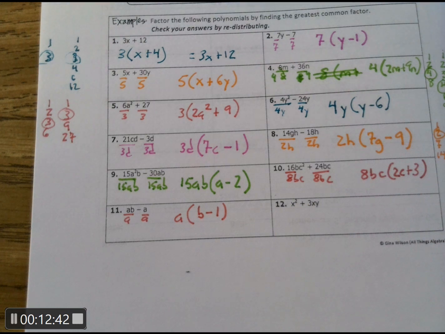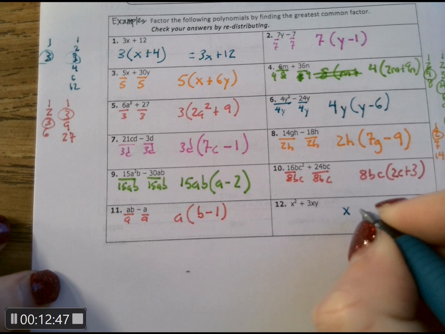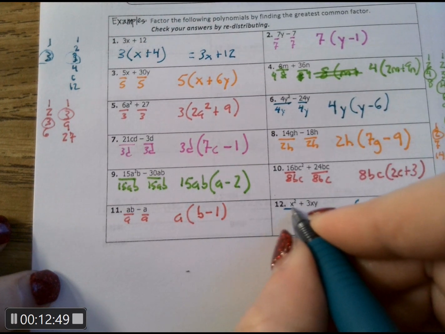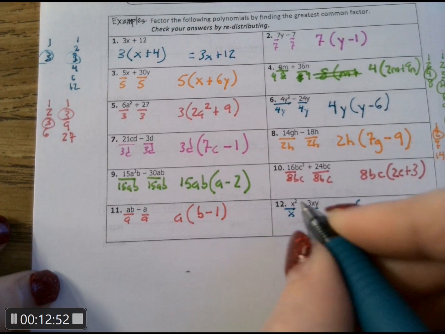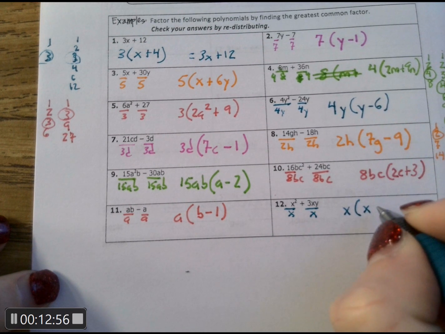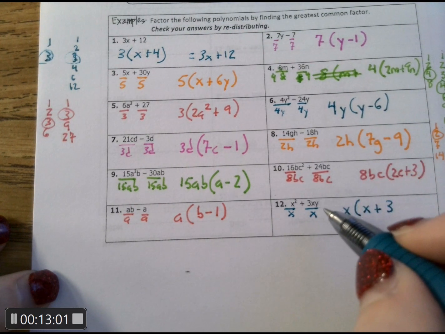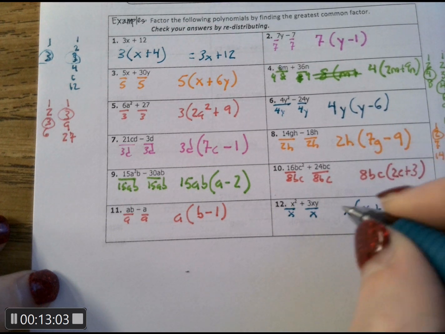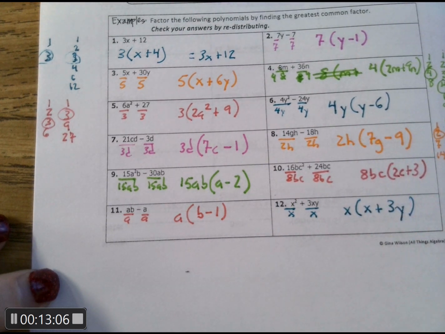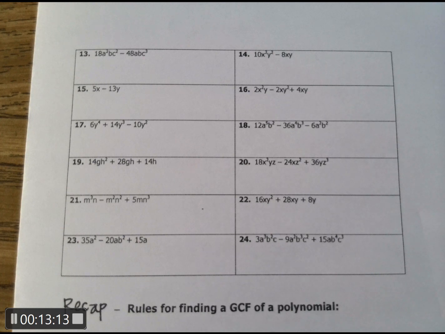And then we have x squared plus 3xy. So our greatest common factor is x. So divide everything by x. X squared divided by x will give us 1x. And then 3xy divided by x will give us 3y. Alrighty. So the back looks pretty scary, but I want to see if you guys can do it.